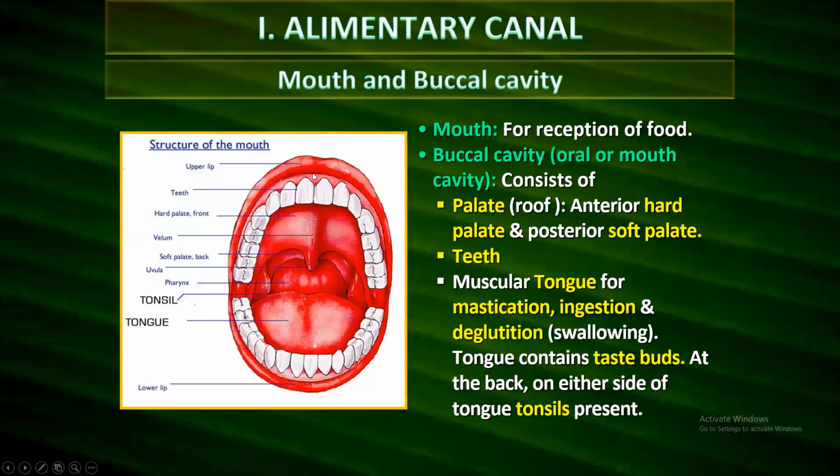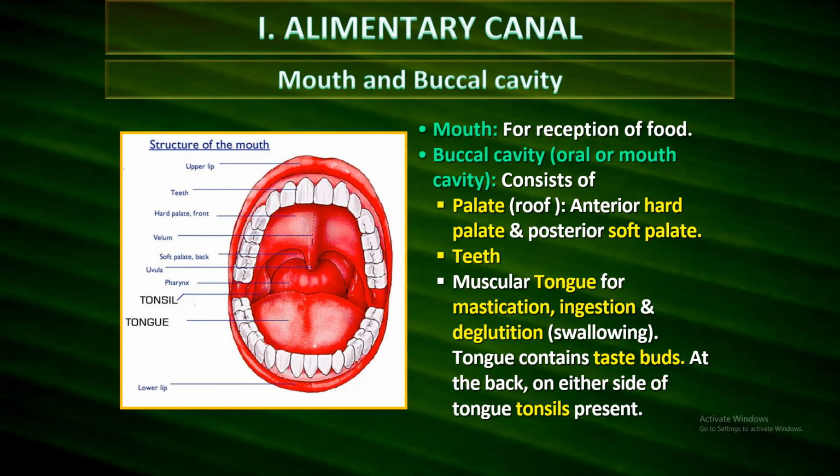What is the first part of our alimentary canal? Mouth and buccal cavity. Just imagine our mouth. For what purpose do we use our mouth? For reception of food material, to receive food material. The human mouth is used to receive food material as well as for speech and taste.